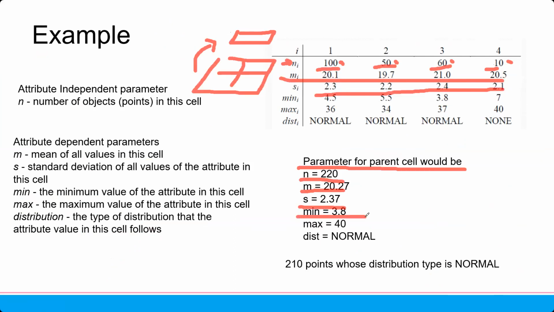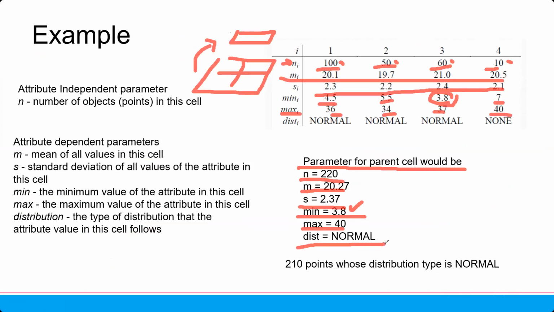The minimum means I would like to check the minimum from the existing cells. So it is 3.8. And the maximum is 40, because this is the maximum from the 4 cells.